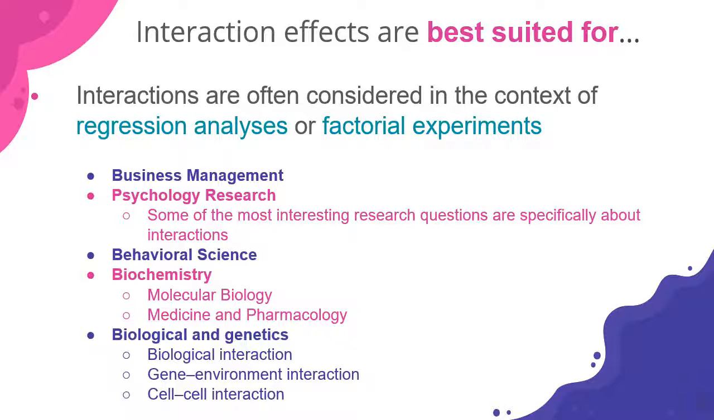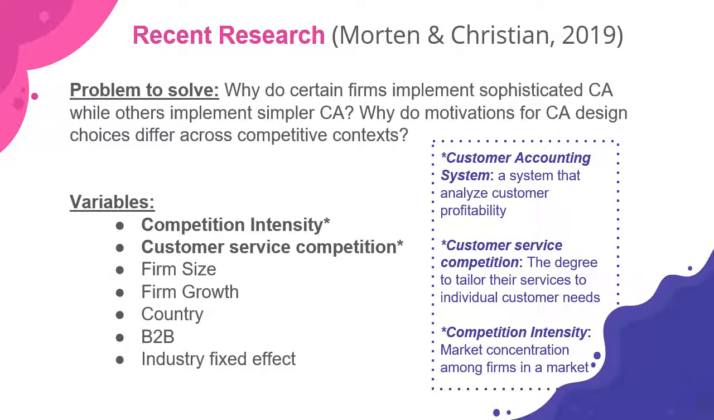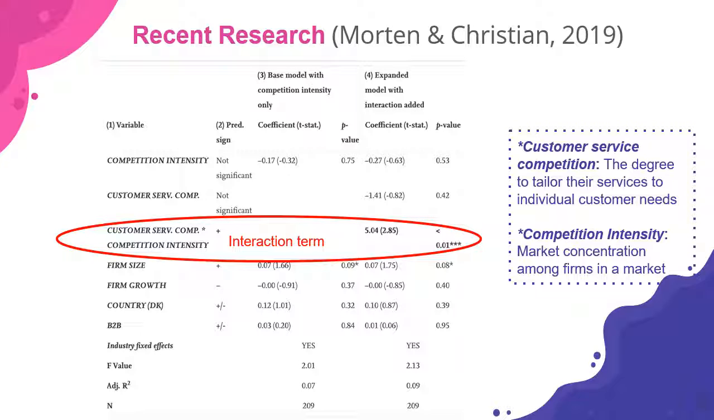Currently, interaction effect is used in regression analysis and factorial experiments. In the research field, it has been widely applied in business management, psychological research, behavioral science, and biochemistry. Here is an example of recent research by Monta and Christian in 2019. They want to know why certain companies develop sophisticated customer accounting systems while others choose simpler ones. They define 7 variables, using competition intensity and customer service competition as the interaction term.